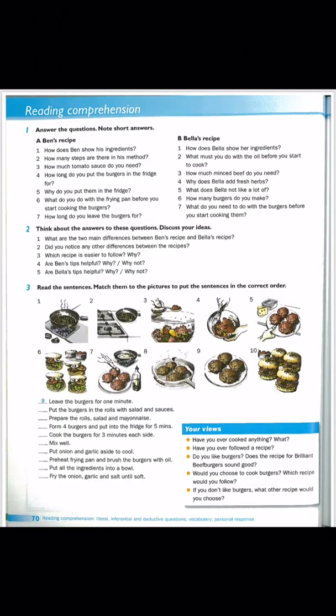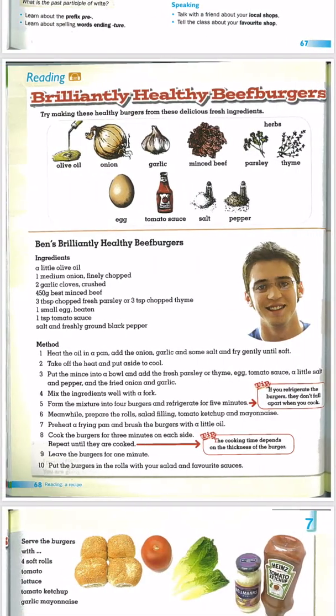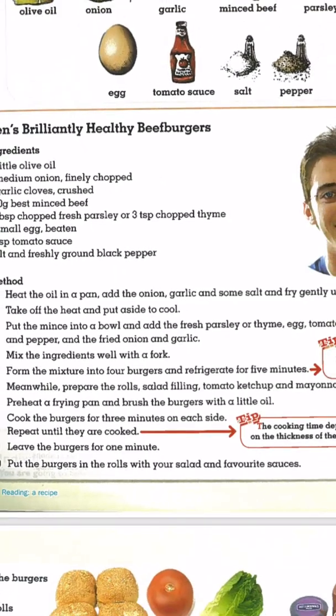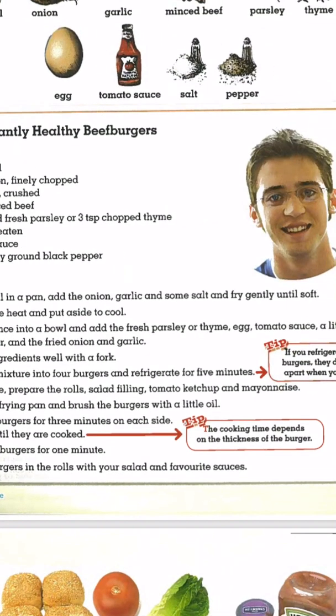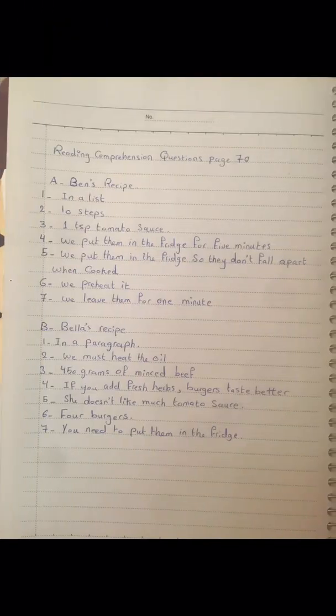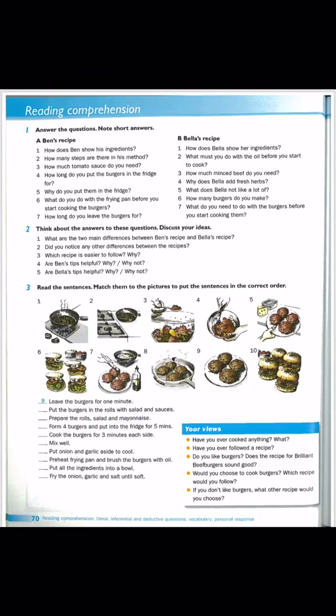Number 4. How long do you put the burgers in the fridge for? How long do we put the burgers in the fridge for? هاي الجواب. Refrigerate for 5 minutes. Okay, refrigerate for 5 minutes. إذن الجواب we put them in the fridge for 5 minutes.